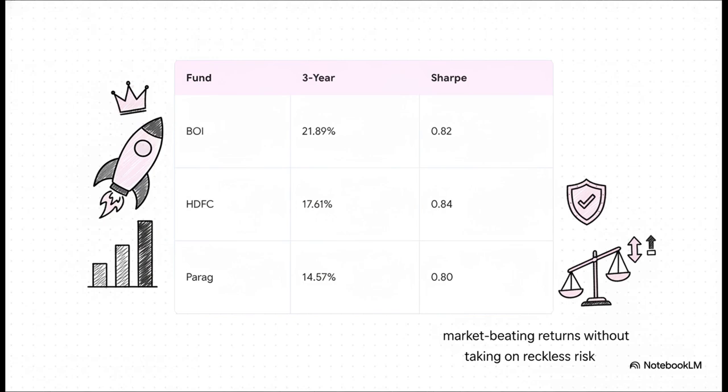Next up, let's contrast those returns against some of the major peer funds. When you stack it up against mega peers like HDFC and Parag Parikh, BOI actually leads the pack with incredible 3-year returns of over 21%, all while maintaining a highly competitive risk-adjusted Sharpe ratio of 0.82. It's basically delivering market-beating returns without taking on a bunch of reckless, uncompensated risk to get you there.